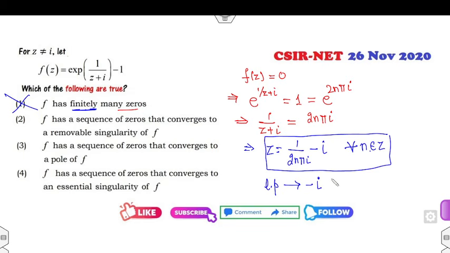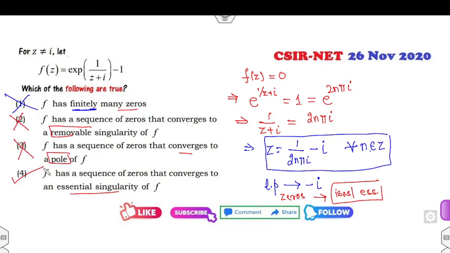We all know these are the zeros. The limit point of the zeros will converge to the isolated essential singularities. So that means essential singularity converges to the pole, converges to the removable? That's wrong, that's the only correct option of this. The limit point of the zeros will always converge to the essential singularities, or particularly the isolated singularity.